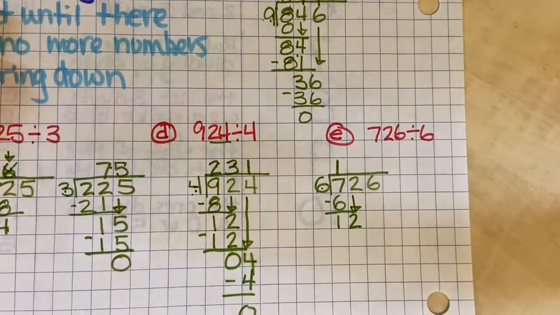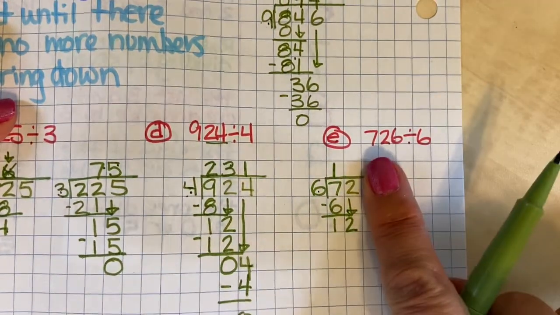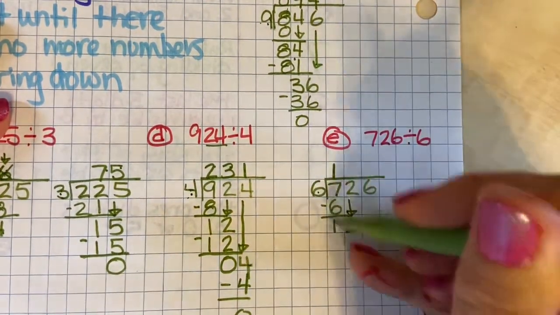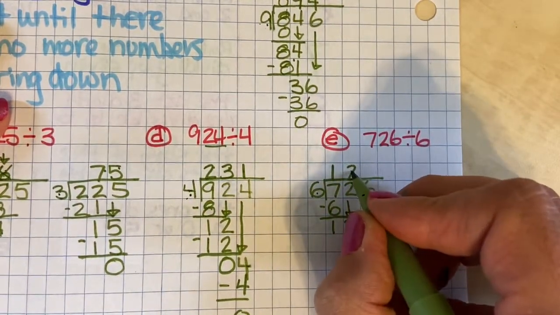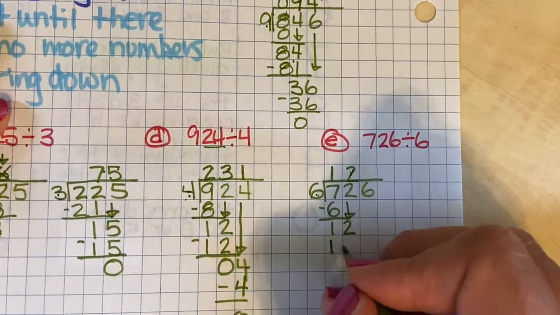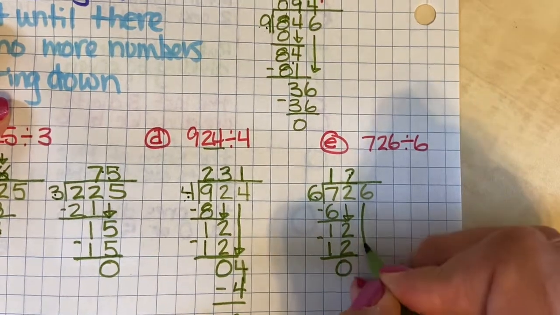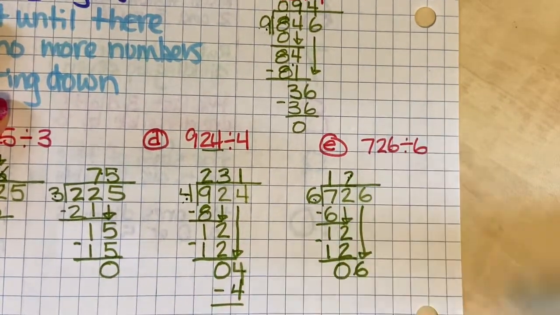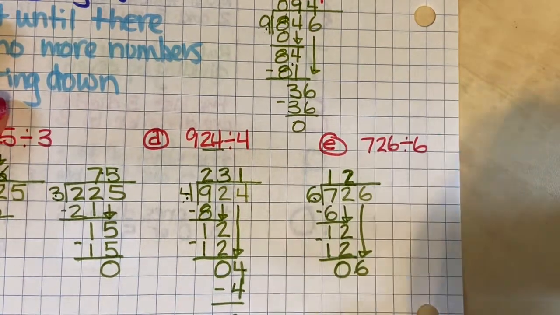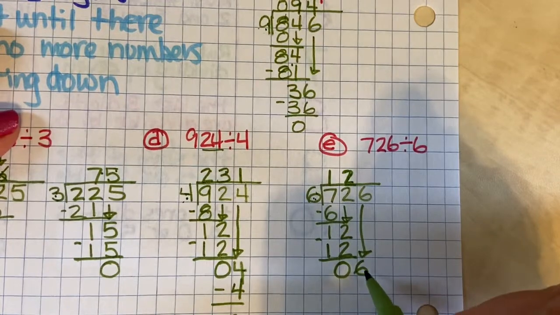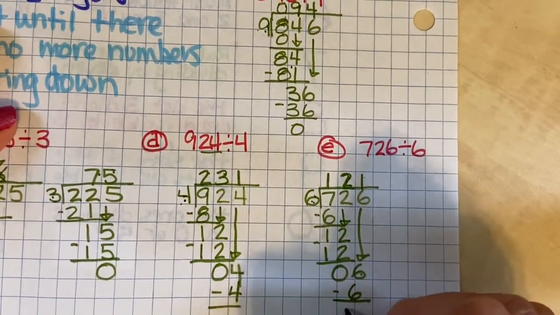Bring down your 2. All right, then I start all over. Now my new problem is 12. I'm not looking at that 6 yet. 6 goes into 12 2 times. Remember, I'm over the 2 I brought down, so that has to be in that column. 2 times 6 is 12. Subtract it. I get 0, but I still have a number to bring down. And I still have a place hanging there, and I can't just have this. All right, so 6 goes into 6 once. 1 times 6 is 6, and I get 0.